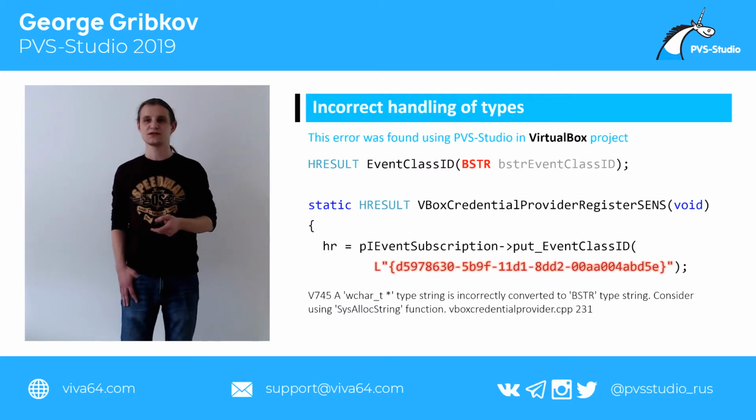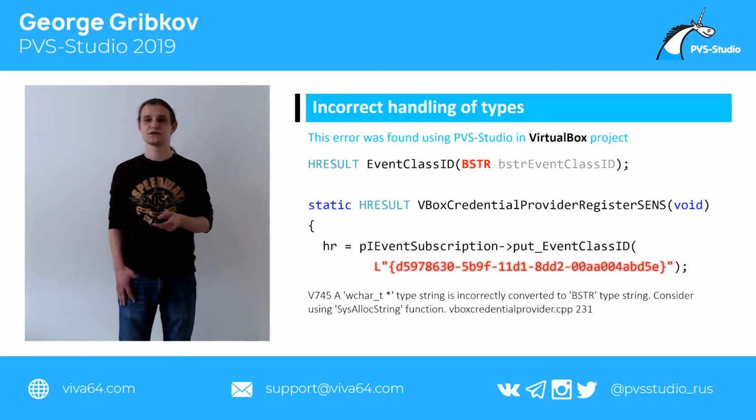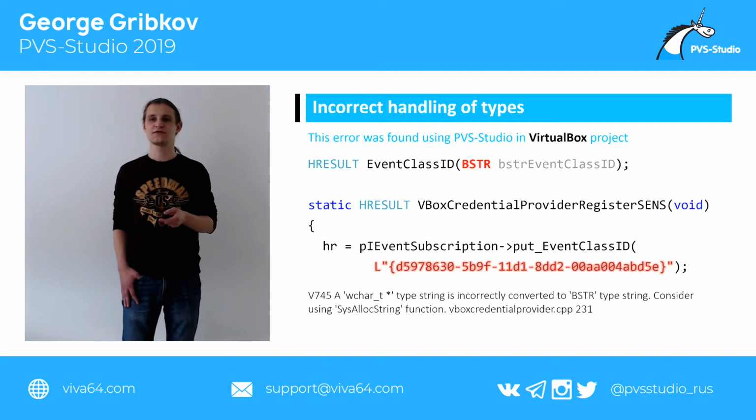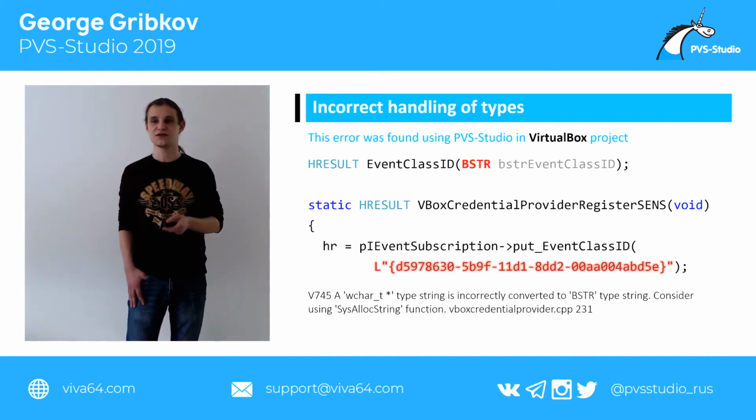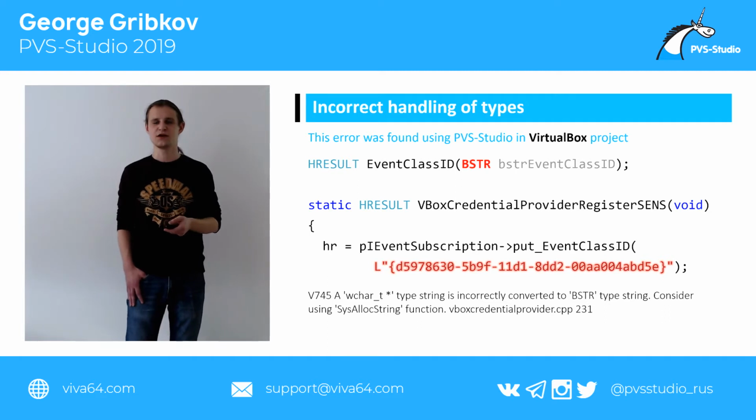BSTR. BSTR is a data type that lives in Visual C++. It is familiar to those who work with various COM interfaces, the ATL library, and so on. This is a special string format which at the beginning contains its length, and then, in fact, a null-terminated string. Moreover, the pointer points directly to the string and not to the number of bytes.